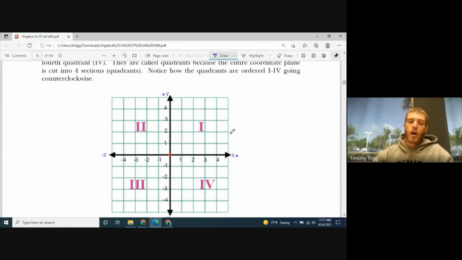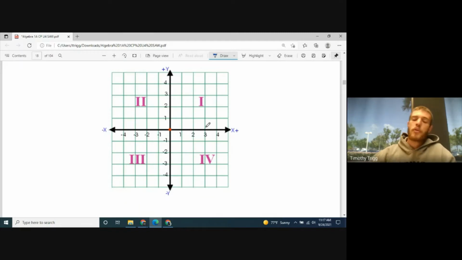Now let's talk about quadrants. When you see an XY coordinate grid, you're split into 4 parts, 4 quadrants. The top right quadrant, where the x values are positive and the y values are also positive, is your quadrant 1. And then it goes counterclockwise from there. So this is quadrant 1, this is quadrant 2, this is quadrant 3, and this is quadrant 4.